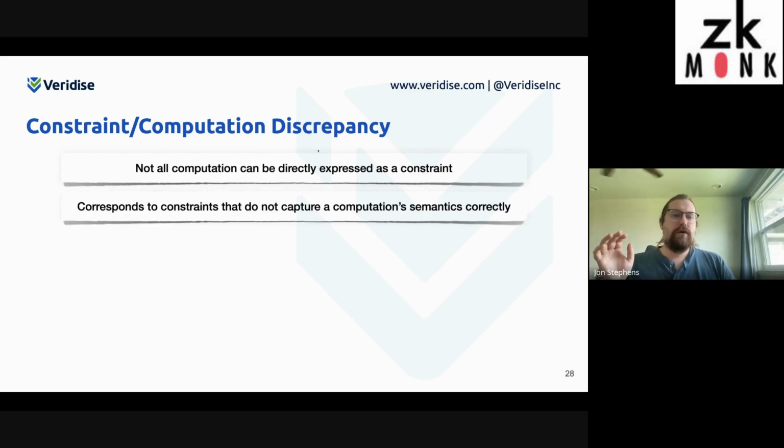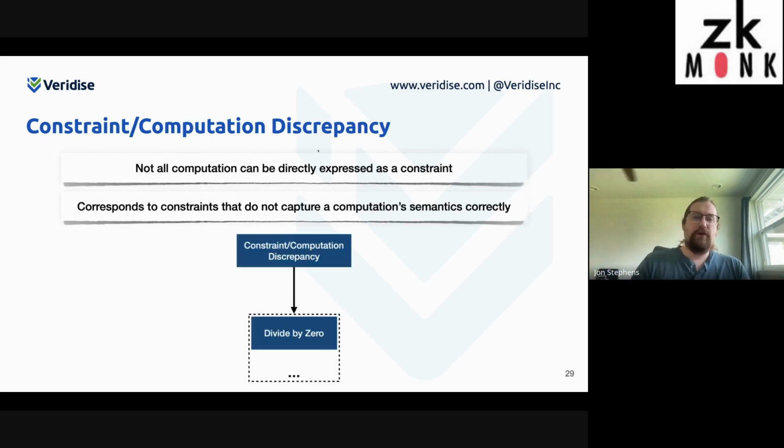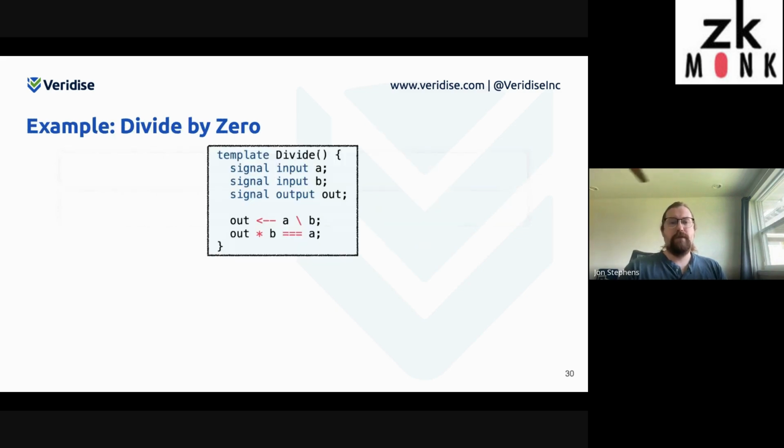that constraints can express. And so really what this constraint computation discrepancy corresponds to is a case where constraints do not actually capture the semantics of the computation correctly. Again, there are many ways that this can occur, and we're just going to look at a specific one, which is divide by 0.